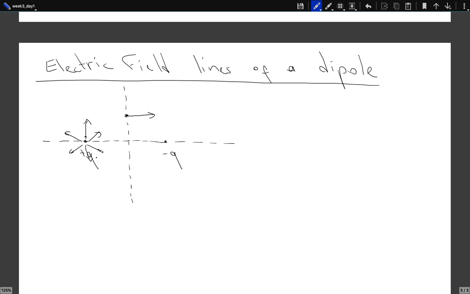Well, we can do a similar argument very close to the minus q charge. Again, very close to the minus q charge, the electric field created by this charge will be huge, whereas the electric field created by the plus q charge will be much smaller, so we can just ignore it. So the electric field at this point will be just pointing towards the charge. And huge.